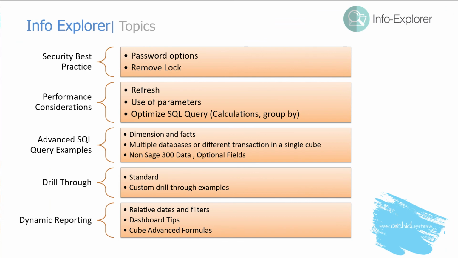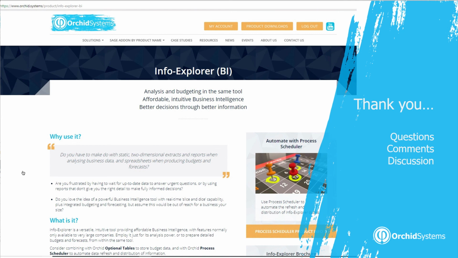So we have looked at security best practice and how to control what users can see and do in Info Explorer, discussed performance considerations, looked at some advanced SQL query tips to optimize what and how you can analyze with Info Explorer. We've also looked at the ability to drill through to say 300 screens and explored formulas and calculations that are refreshed dynamically when we change the rows and columns we view in a cube. Finally, we shared some dashboard tips. We hope that this training session helps you configure Info Explorer to analyze key drivers of the business in a user-friendly and powerful manner. Thank you for your time.